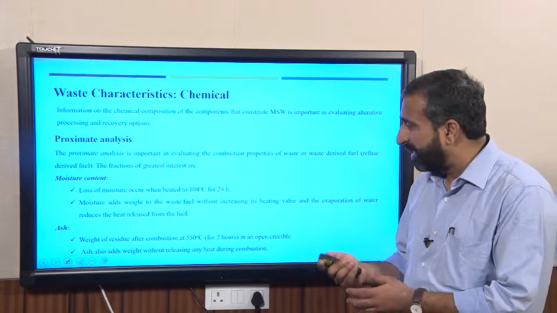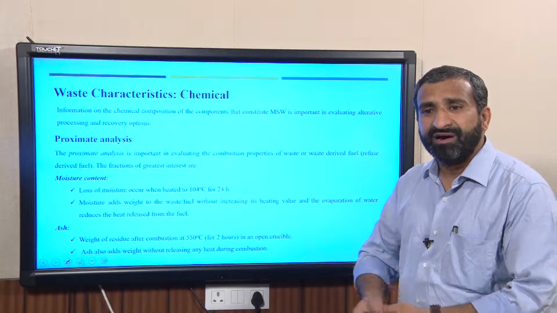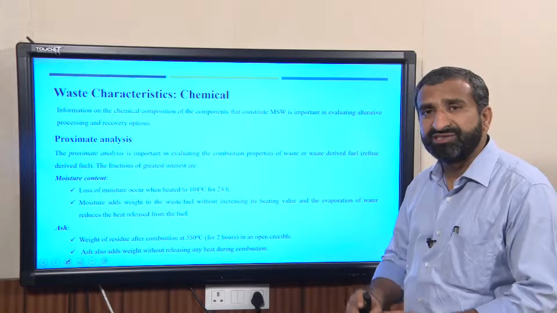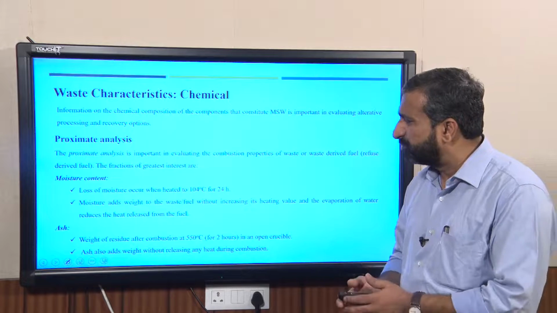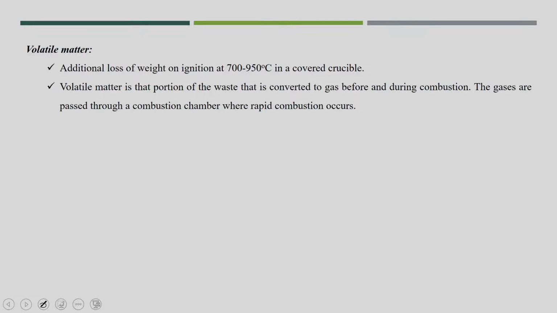Another parameter is ash. This is analyzed at 550 degrees centigrade for 2 hours in an open crucible. This is also added to the waste without releasing any heat during the combustion process. This is also a very important parameter. After combustion, if the waste produces a large amount of ash, it is very difficult to dispose of such ash material. The third parameter is volatile matter.